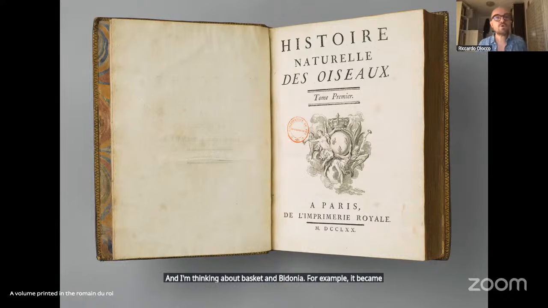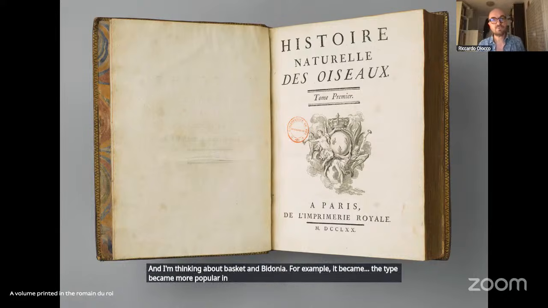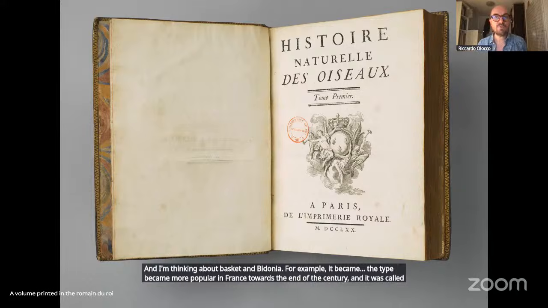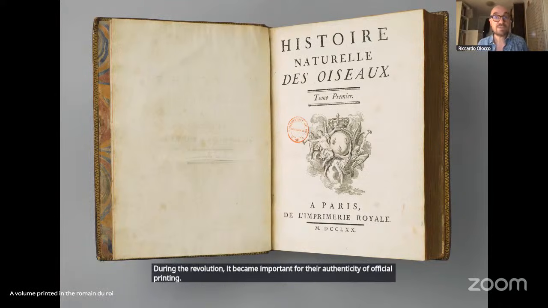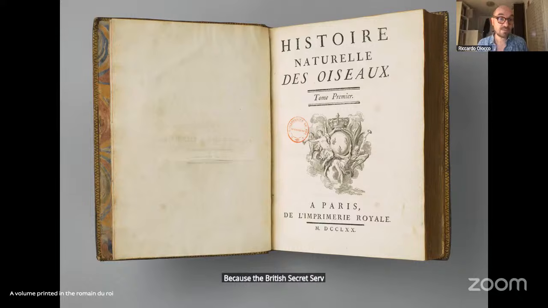The type became more popular in France towards the end of the century, and it was called the national type during the Revolution. During the Revolution, it became important for the authenticity of official printing, because the British Secret Service were forging documents to spread confusion.